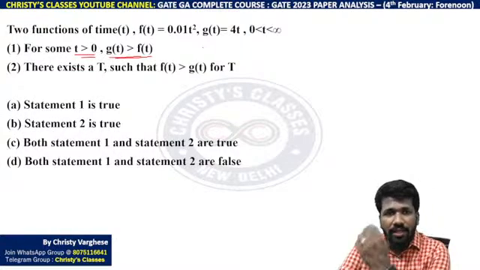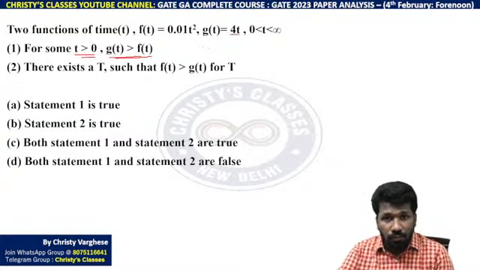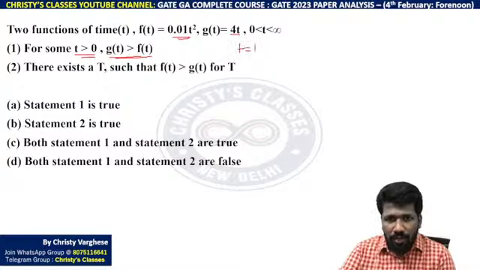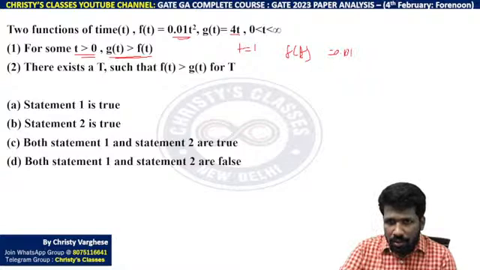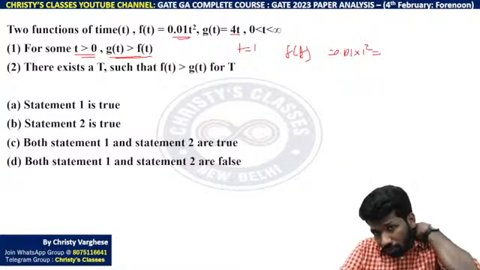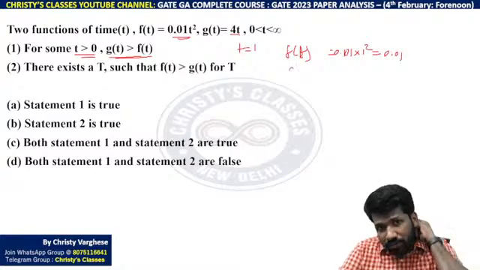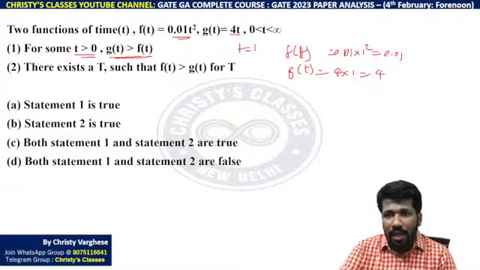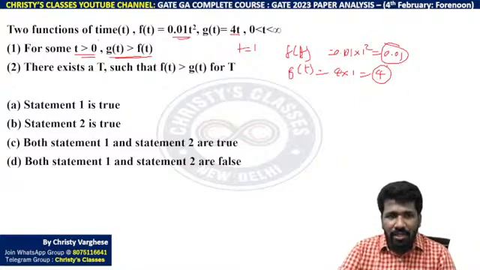G of t is greater than f of t. That means this 4t value will be greater than. Let us trial and error. Positive value na, let us try with t equal to 1. T equal to 1 है तो f of t क्या होगा? 0.01 into 1 square. 0.01 into 1 square क्या है? 0.01 है ना. What will be g of t? 4 into 1. 4 into 1 is 4 na. And g of t is clearly greater than f of t. For some t means we got at least one value which satisfies. So this statement is correct.